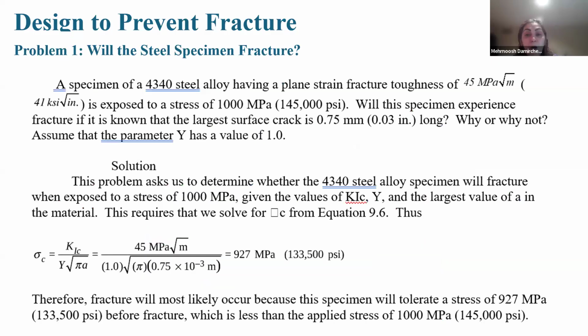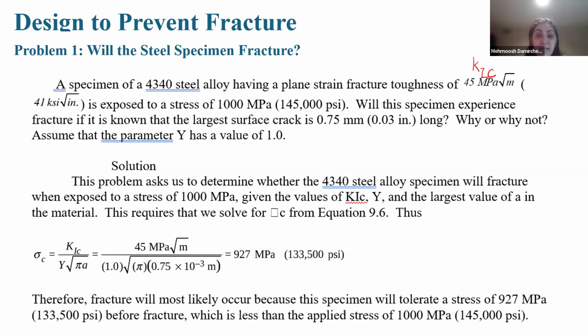Okay, here we have two problems. In the first problem, we have a sample of 4340 steel alloy having a plane strain fracture toughness, K1C, of 45 megapascal root meter, exposed to a stress of 1000 megapascals. Is it critical? We don't know. We only know that it is under these loading conditions. Will this sample experience fracture if it is known that the largest surface crack is 0.75 millimeters?